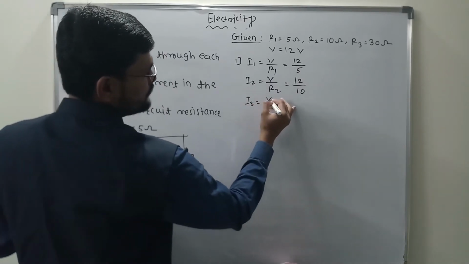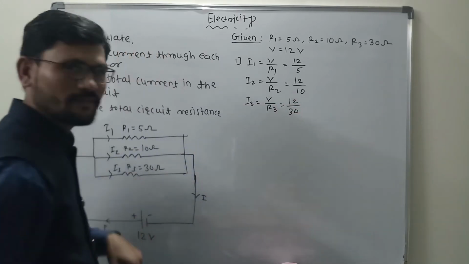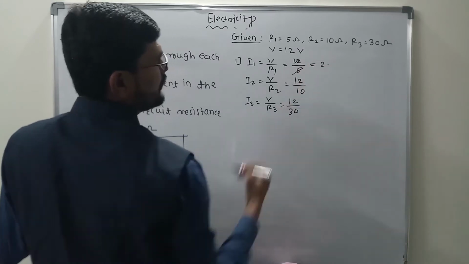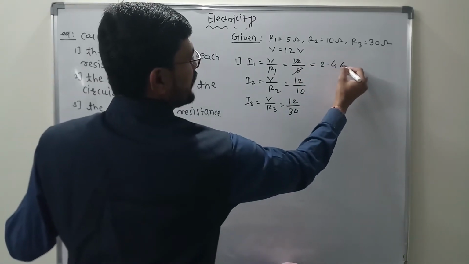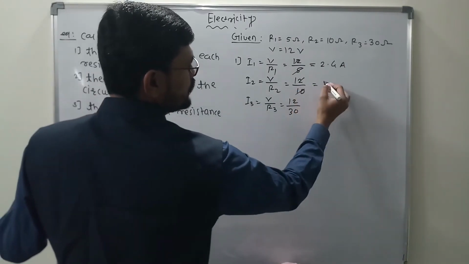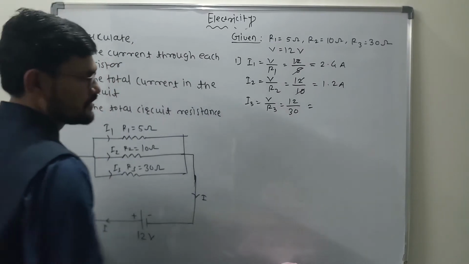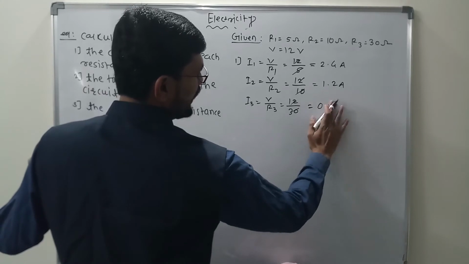I3 is equal to V divided by R3. V is equal to 12. R3 is equal to 30. Calculate it now. How much? 5 2s are 10. And how much is remaining? 2. 5 4s are 20. That is 2.4 ampere. Similarly, this is 1.2 ampere. Now this becomes, 3 4s are 12, means 0.4 ampere.